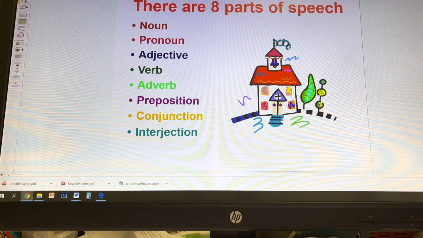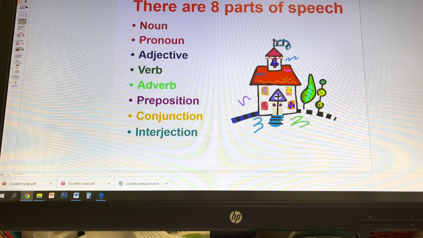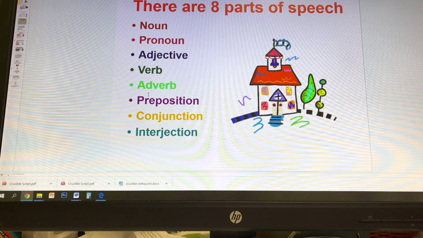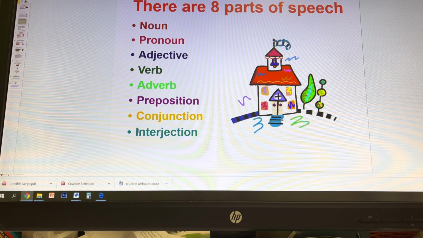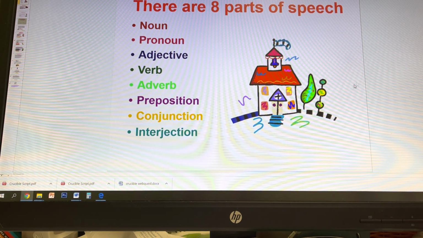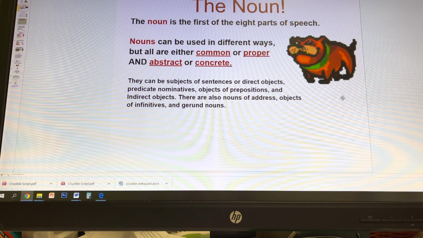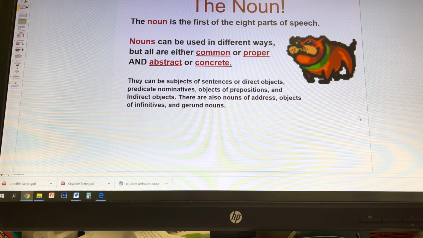Now, the noun and the pronoun and the adjective all go together. The verb and the adverb go together. The preposition and conjunctions are kind of to themselves, but they're similar in the way that they function. And then interjections are a world unto themselves. So to begin, we start with the noun. The noun is the first of the 8 parts of speech.